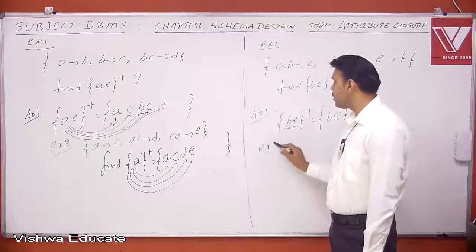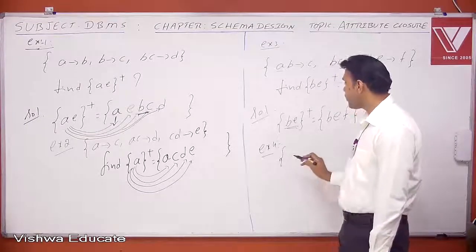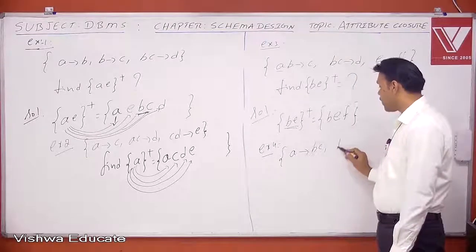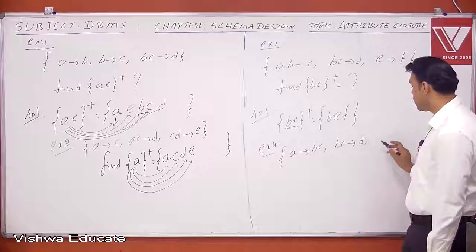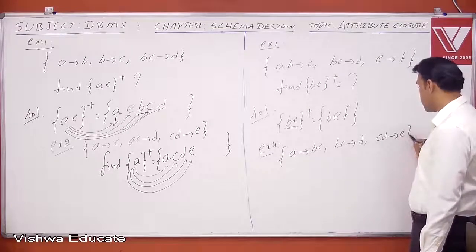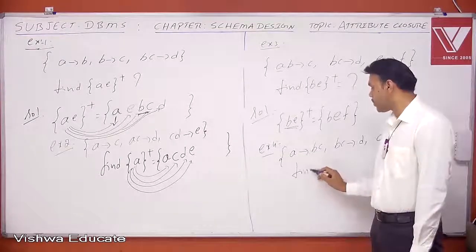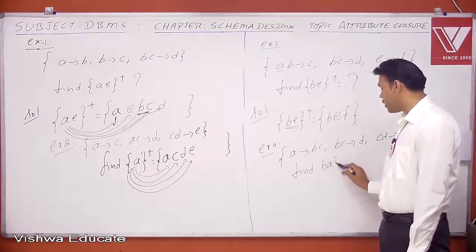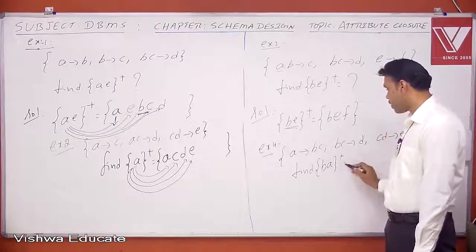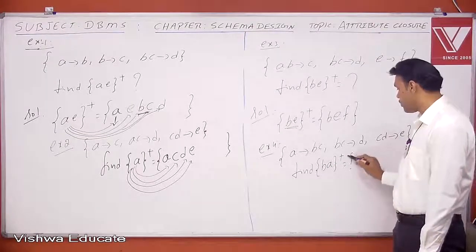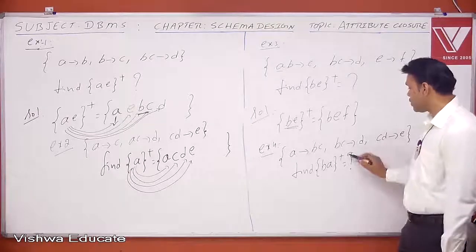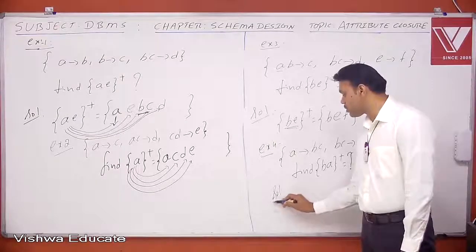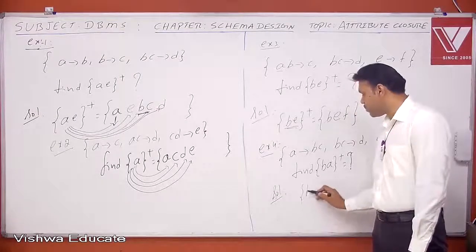And the last example, I am saying A gives BC, BC gives D, and CD gives E. He is asking to find the BA closure. So what is the answer? BA closure. The solution: you start with BA.